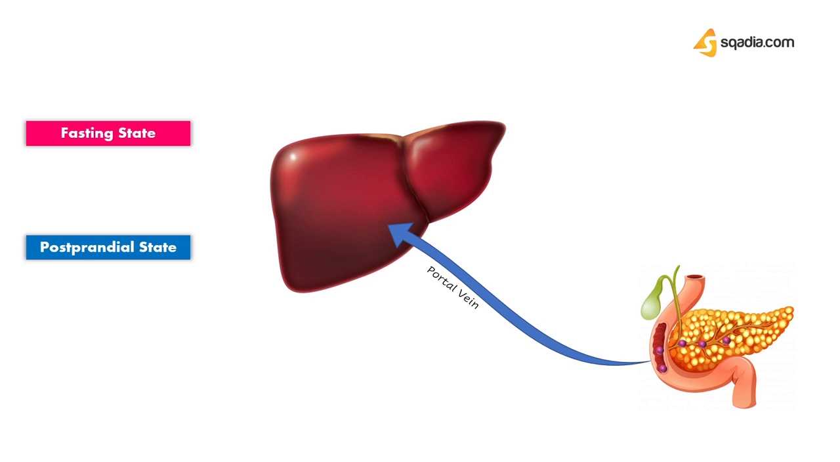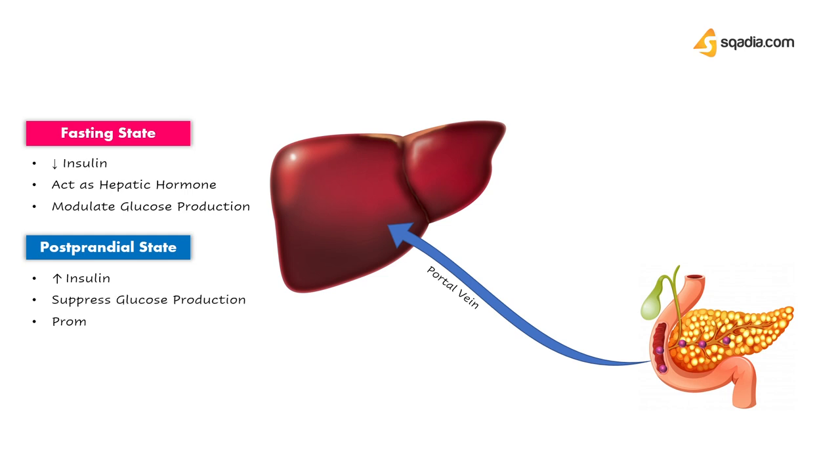Now, insulin has two major actions to perform in the fasting state as well as in the postprandial state, which differ quite a lot. In the fasting state, insulin secretion is low and it acts mainly as a hepatic hormone, modulating the glucose production from the liver. In the postprandial state, insulin concentrations are high and it then suppresses the glucose production from the liver and promotes the entry of glucose into the peripheral tissues. So remember these two major primary actions of insulin and how it differs in its actions in different states. It is quite intelligent enough to know how to act in different scenarios.